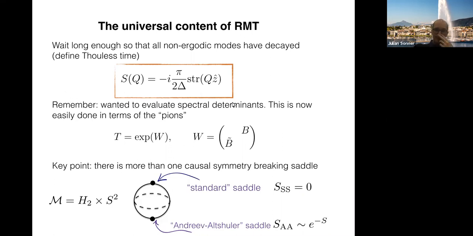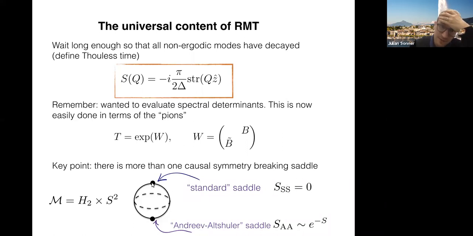So now we need to evaluate this. And we can most easily do this in terms of, well, the pions, let's say. So we had t, which is e to the w, which generates precisely these off-diagonal transformations that were broken. So, however, the key point is that there is more than one of these causal symmetry breaking saddles. So there is one which we call the standard saddle, which is, let's say, at the north pole of this two-sphere. This is what people call the standard saddle, and this is the one that preserves the supersymmetry. Because it preserves the supersymmetry, it actually has action 0.